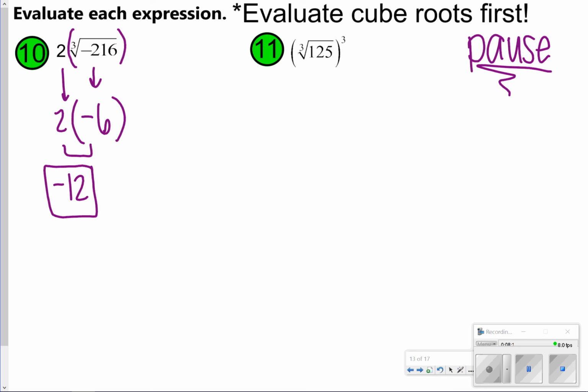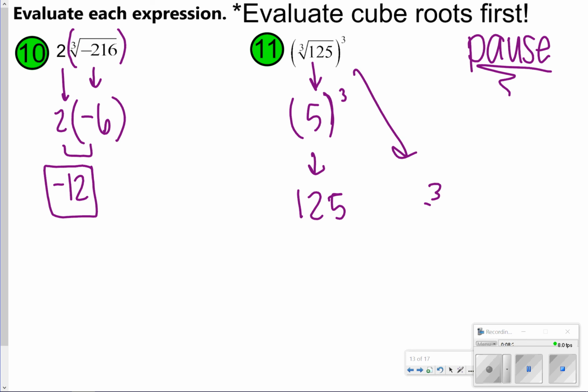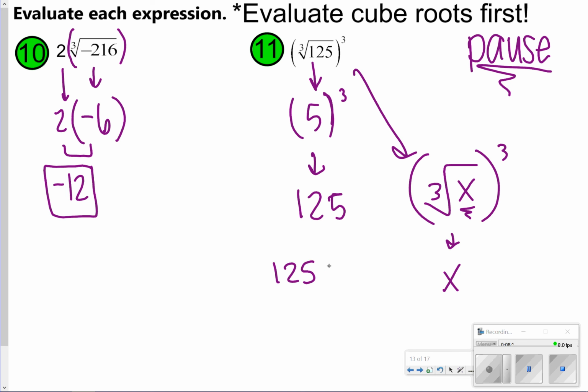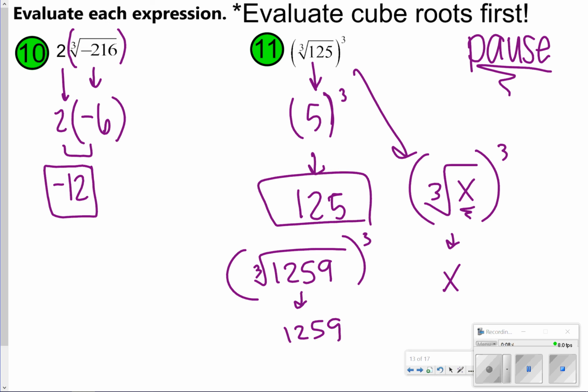Okay, for number 11, I looked at first just within the parentheses. The cube root of 125 is 5. And then when I cube 5 one more time, I get right back to 125. Basically, if you ever have a cube root of something being cubed, your answer is always going to be equal to whatever's inside the cube root. It doesn't matter if it's a funky number like 1,259, finding the cube root and then cubing it again is equal to that number inside there. So that's just something that you can keep in mind for the future.